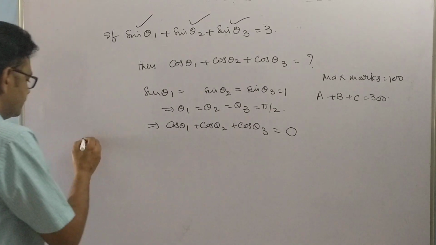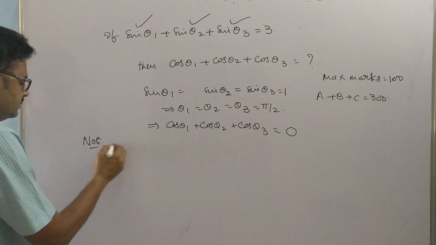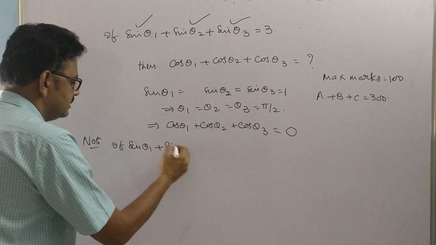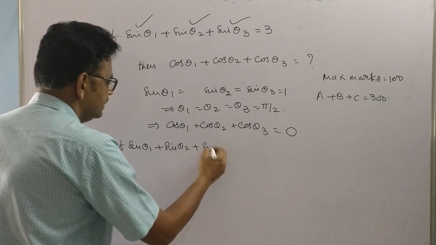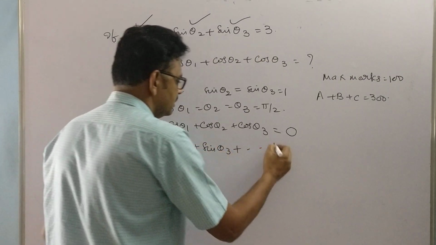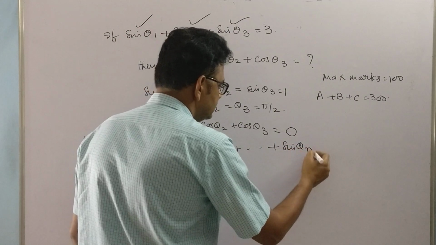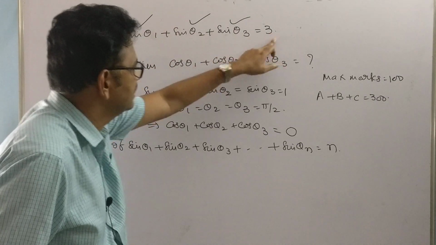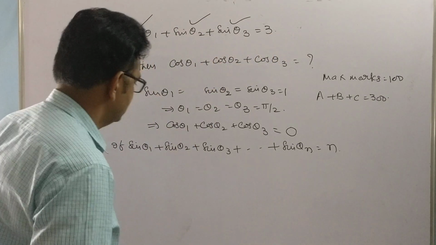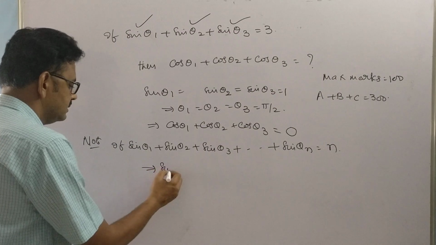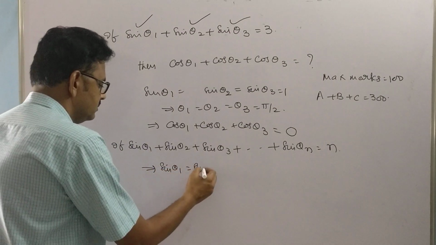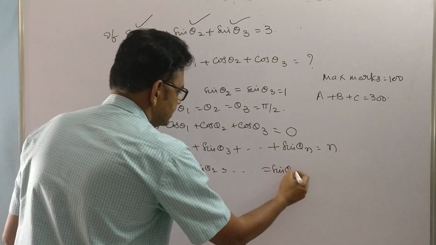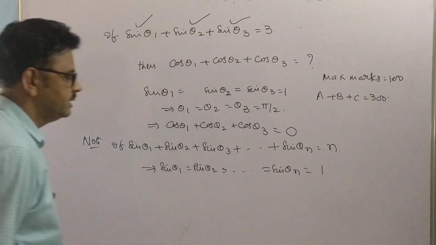Okay, so from this we conclude, note: if sin theta 1 plus sin theta 2 plus sin theta 3 and so on up to sin theta n is equal to n. I am taking 3: 1, 2, 3, total is 3. Taking n, the total is n. This implies sin theta 1 equals sin theta 2 and so on equals sin theta n equals 1. Then only it is possible.